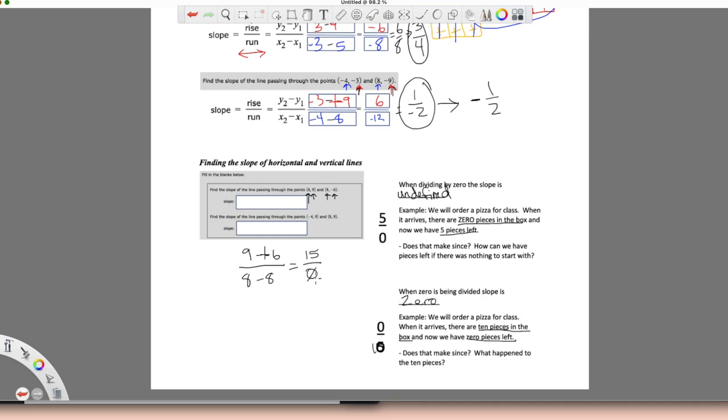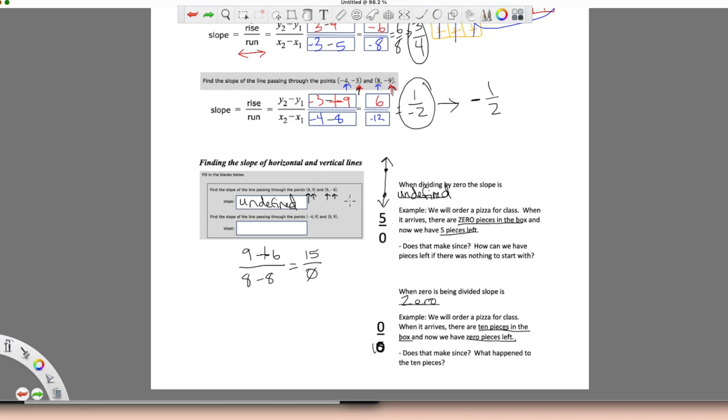Uh-oh, that looks just like this one, doesn't it? I have 15 of nothing. So this is undefined. I can't do this one. Undefined. That one doesn't make any sense. Basically, it's a line that's going straight up and down because my x coordinates here are the same. So that's a way you can see it visually. It's a vertical line going straight up and down. On a coordinate, I can see that because the x coordinates will be exactly the same.